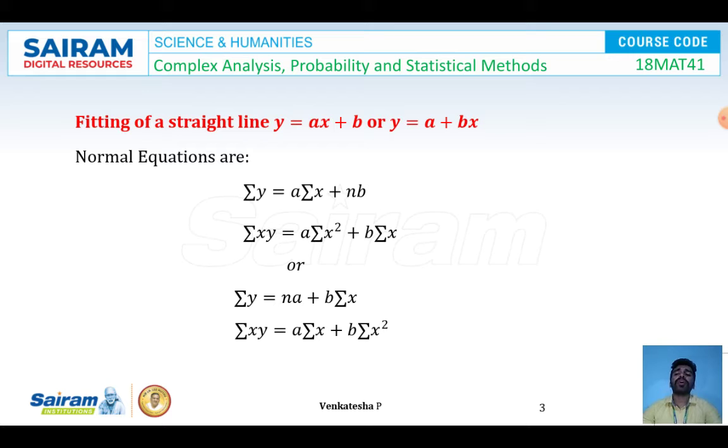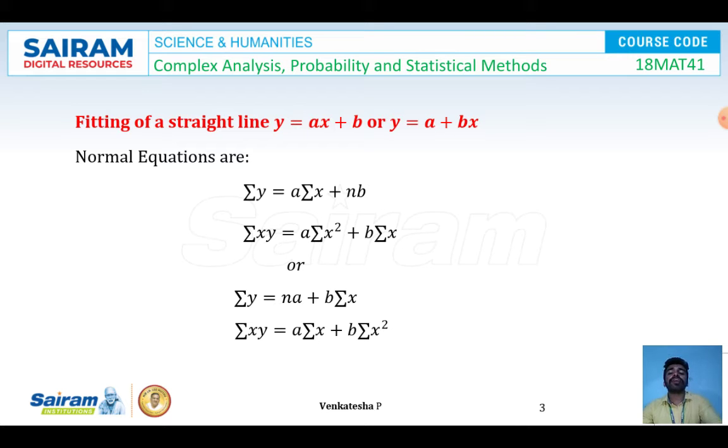The first thing is we have to frame the normal equations for the given straight line equation. So for the equation y = ax + b, I am going to apply summation on both sides. So I got summation y = a summation x + nb, which is the first normal equation. Now I am going to multiply by x on both sides. Applying summation again, we get summation xy = a summation x square + b summation x.